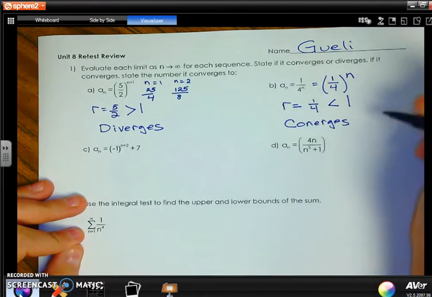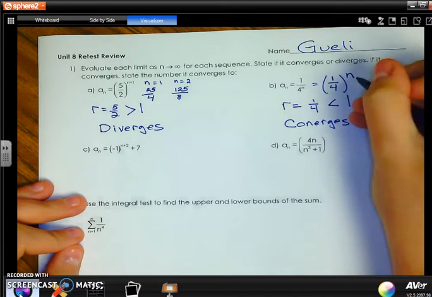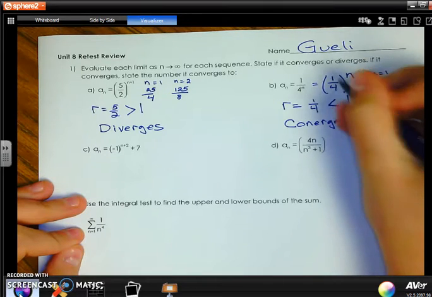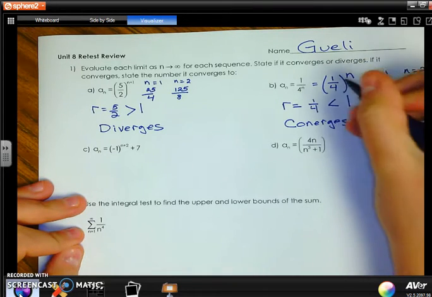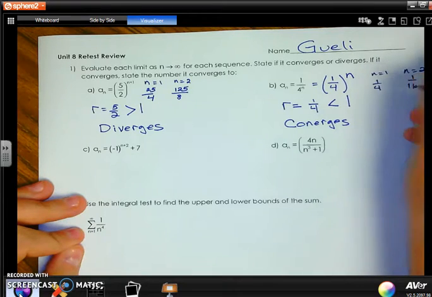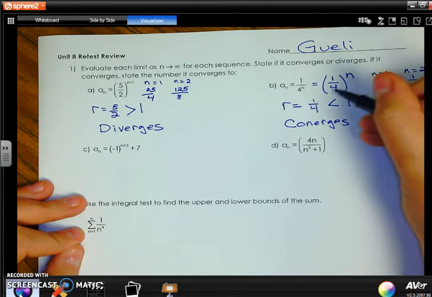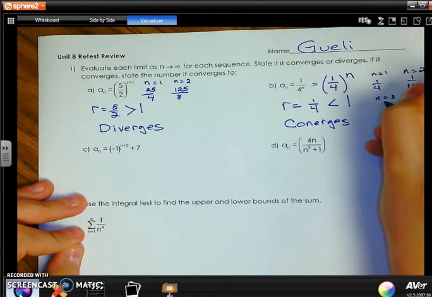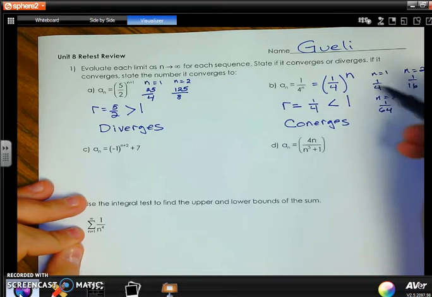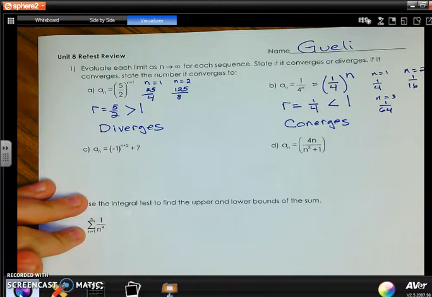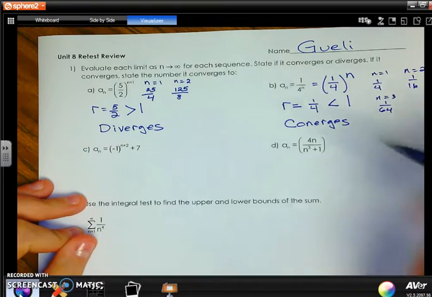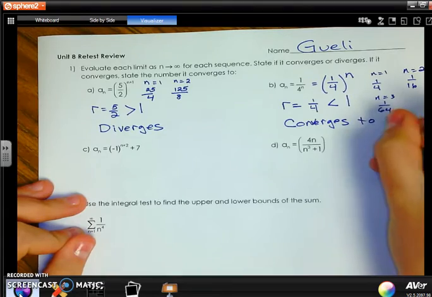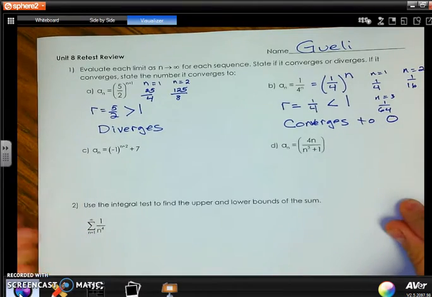And what's it going to converge to? Well, think about it. As I increase n, at n equals 1, I get 1/4. When n equals 2, I get 1/16. At n equals 3, 4 to the third power is 64, so I get 1/64. So these are getting smaller and smaller and smaller. They will never become negative. So you could say that it converges to 0. Okay, so we've got that one there.